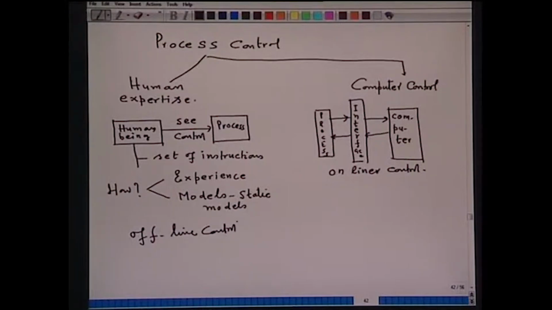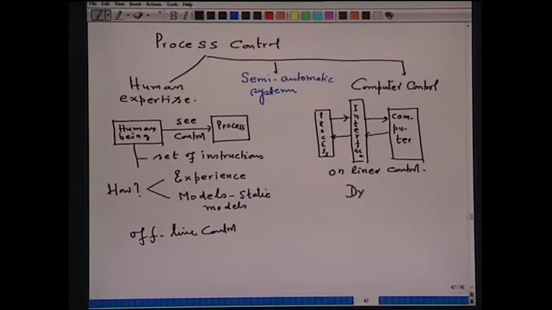Now, between the two extremes, offline control and online control, there is one more which you can call a semi automatic system. That means part can be controlled by static, part can be controlled by computer model, and that is how the semi automatic system evolves.